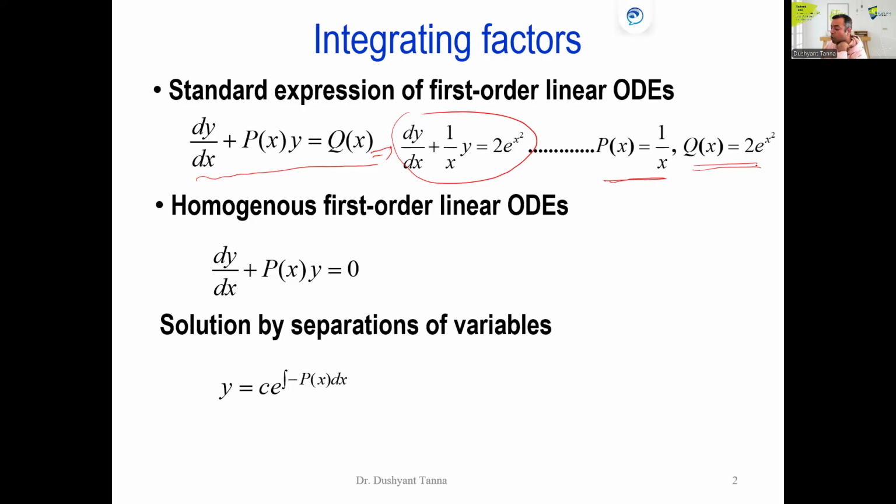When we talk about the homogeneous, again, it's been covered in earlier weeks, but when we say homogeneous, the right-hand side is equal to 0. One of the easy solutions, which we have seen with the help of separation of variables, is y equals c, which is some constant, times e power negative integral of p(x) dx.